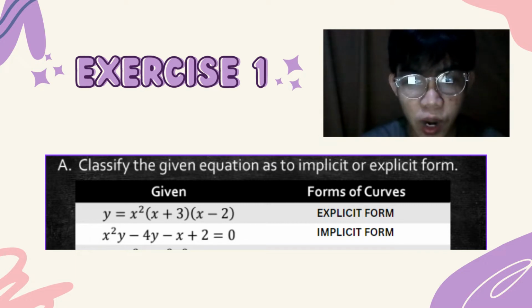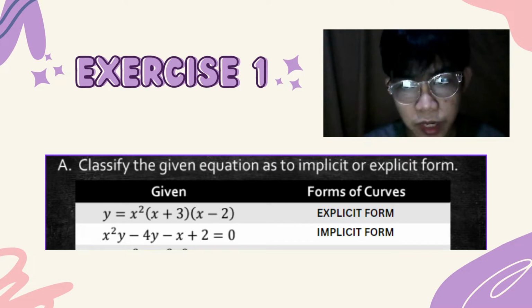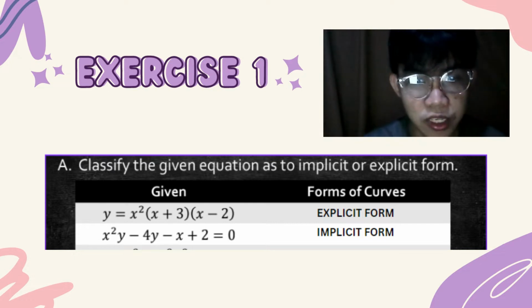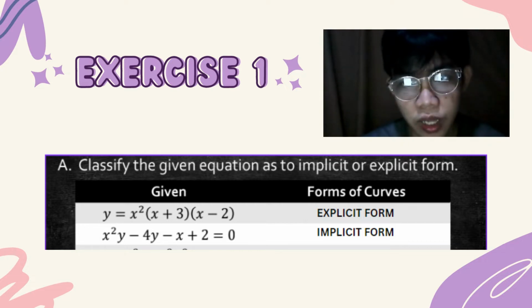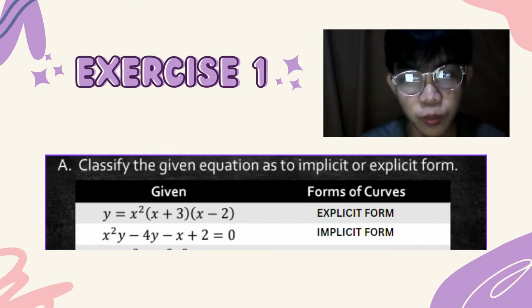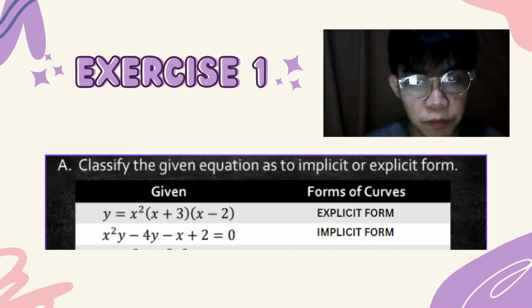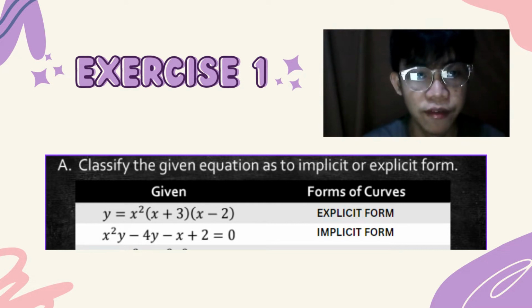So for number 1, y is equal to x squared times quantity of x plus y times quantity of x minus 2 is an explicit form because, based on the module, it follows the equation y equals f of x. Another one is x squared y minus 4y minus x plus 2 equals 0, which is implicit simply because it is expressed in the equation f of x comma y equals 0.